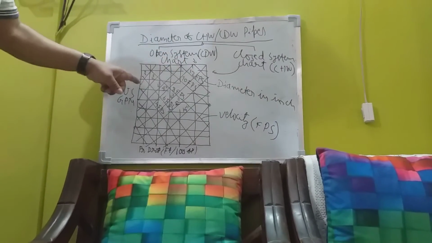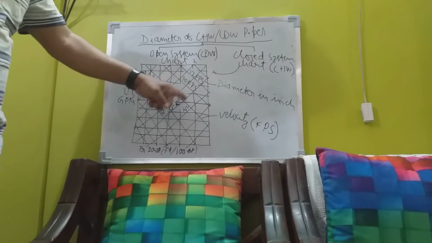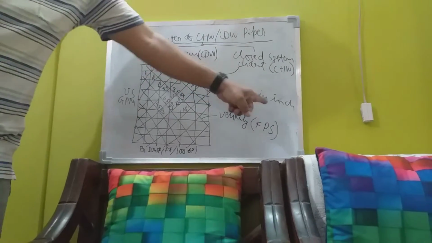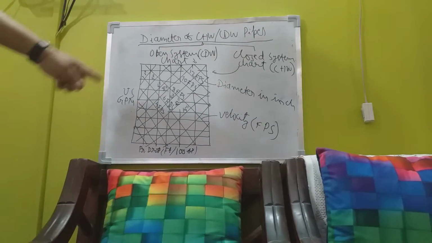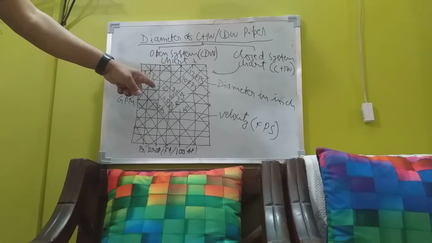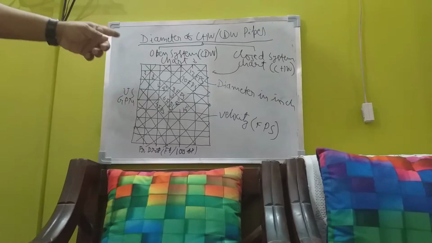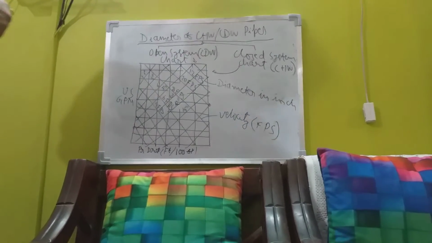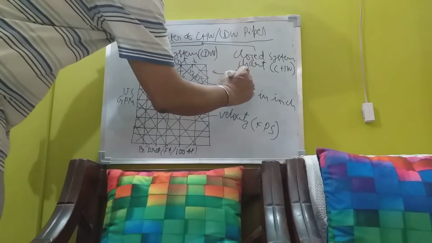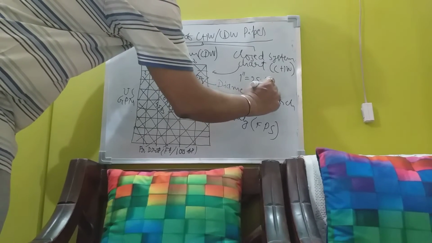These are diameters: 2 inch, 4 inch, 6 inch, 8 inch, 10 inch, 12 inch. I have written diameter in inch. 2 inch means 50 dia pipe, 4 inch means 100 dia pipe, 6 inch means 150 dia pipe, 8 inch means 200 dia pipe, 10 means 250 dia pipe. 1 inch is equal to 25.4 mm. You remember, 1 inch is equal to 25.4 mm.